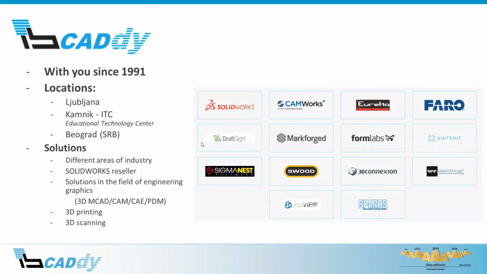IB-CADDY was founded in 1991. Today it is present in 3 locations, of which 2 of them are in Slovenia, with a headquarters in Ljubljana, and in Kamnik, where we have our Educational Technology Center. We also have an office in the capital city of Serbia, Belgrade. We provide software solutions in different areas of industry, in the field of graphic engineering, 3D printing, and 3D scanning. One of the solutions that we will present today is SigmaNEST.